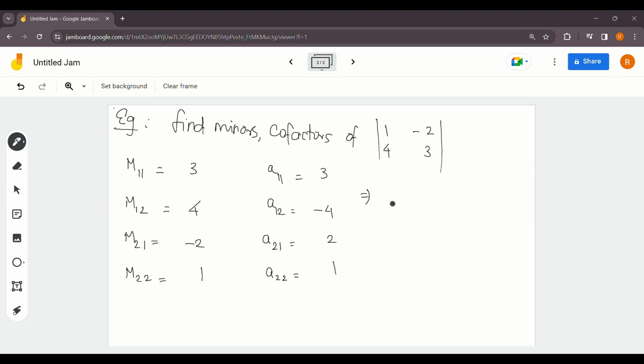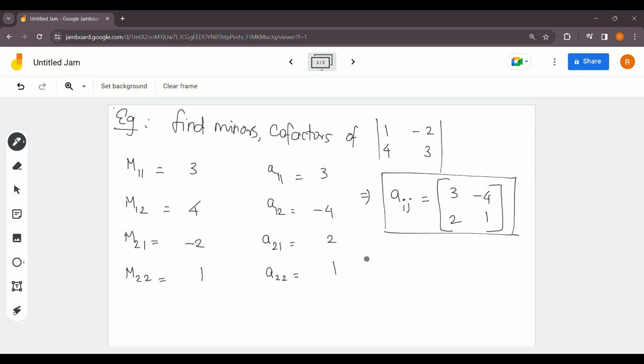Now write the cofactor matrix, which is Aij, which is 3, minus 4, 2 and 1. Now this is the cofactor matrix, so put a box for this.